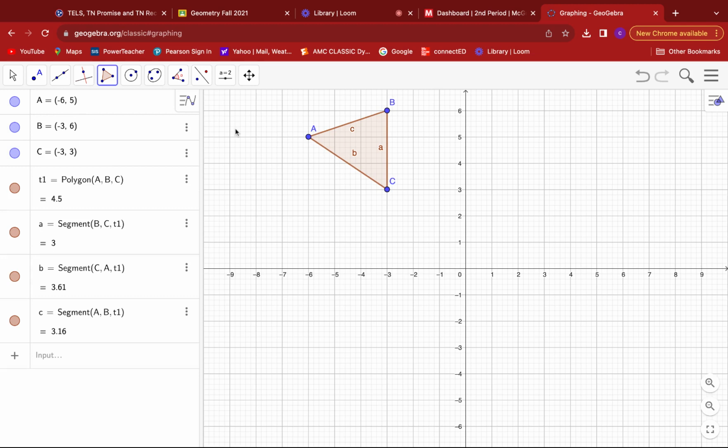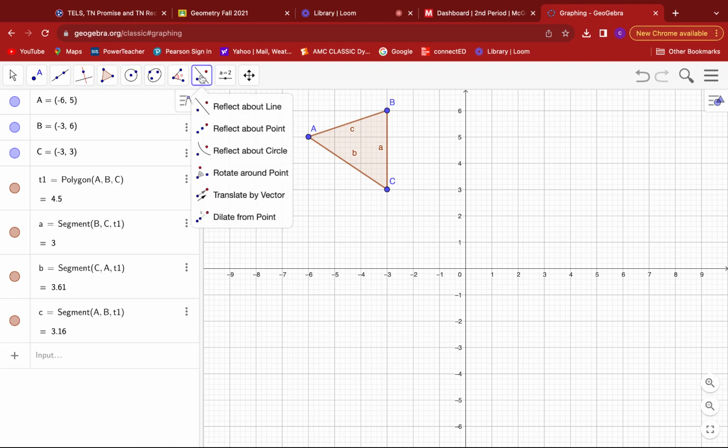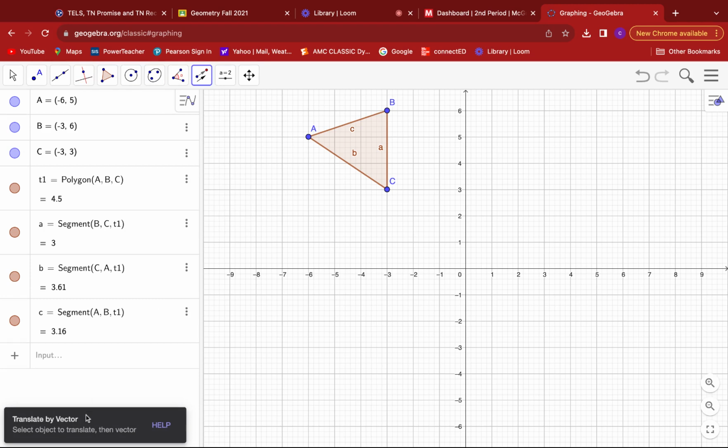All right, so let's say I want to do a translation on a vector. So I'm going to come to the 1, 2, 3, 4, 5, 6, 7, 8, 9th one over. And I want you to look at translation by vector. Now, when I click on that, down here it gives me the object that I have to select, or select the object to translate, and then the vector. So I'm going to select this triangle I want to move. Now, you've got to decide how you want to move it. Do you want to move it left, right, up, down, however you want to do this.